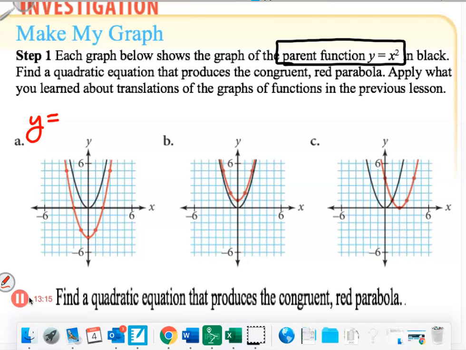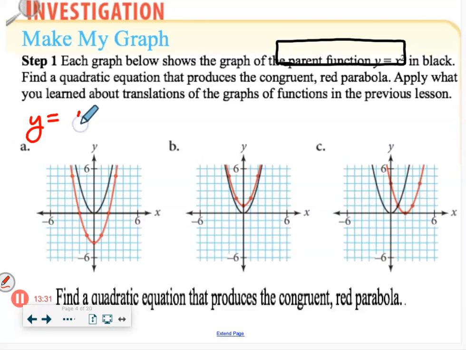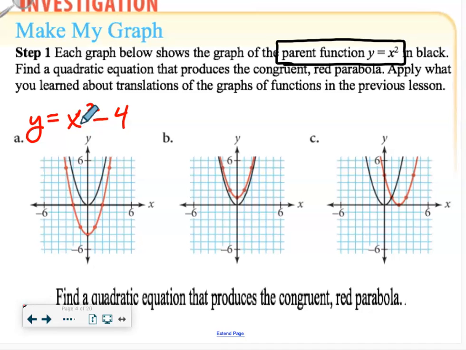So for this first one, just tell me in words, how is this changed? How is this shifted? Down by how many? 4. So we're shifting this down 4, which means we're going to subtract 4 from our y value. So this equation is x squared minus 4.